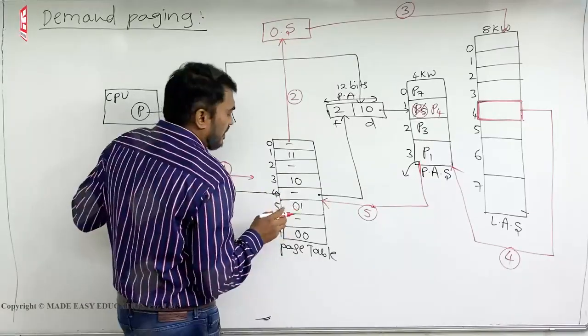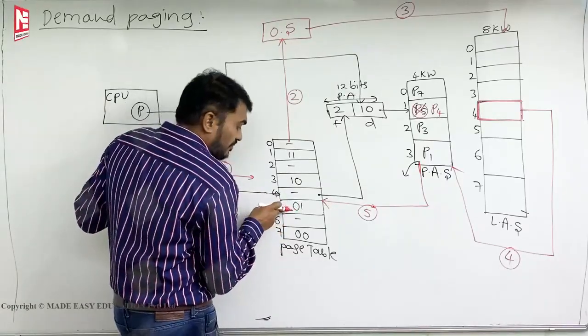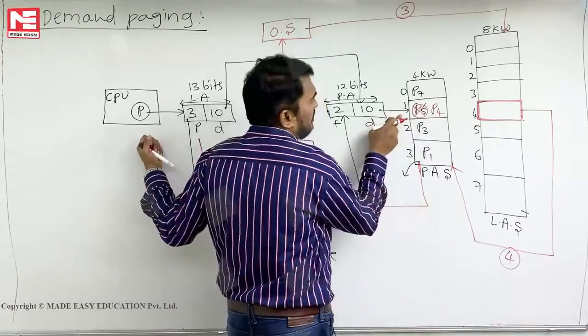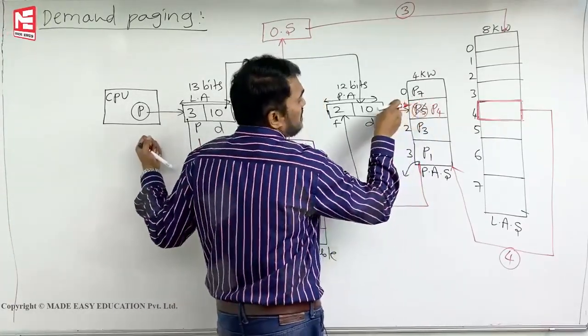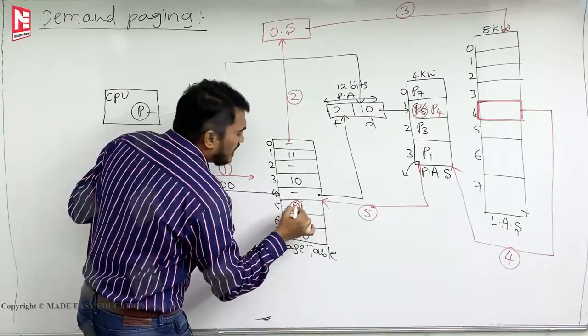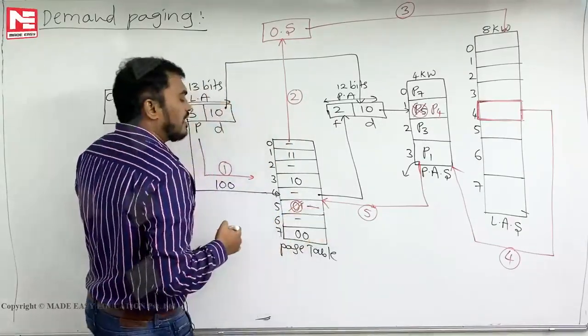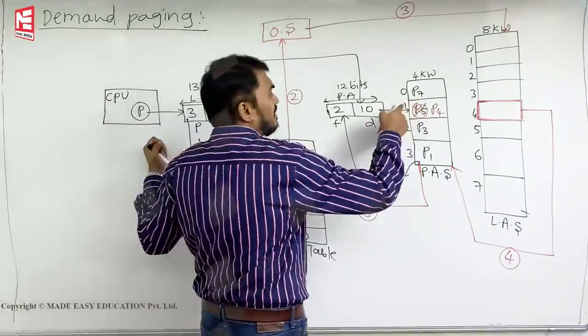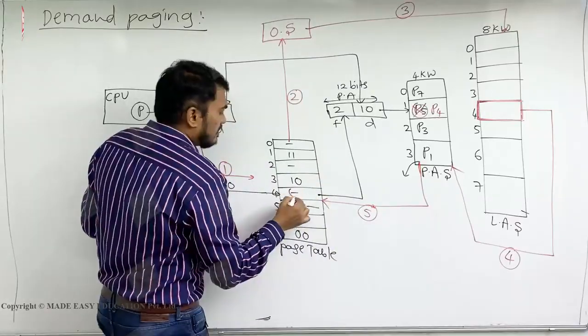Okay, what is that here? Page number 5 was initially available in the frame number 1. Page number 5 is initially available in the frame number 1, but now that is no more available. So this will be made as what? Blank. And page number 4, it was not available, but now it is available in the frame number 1. And you need to update this with what?